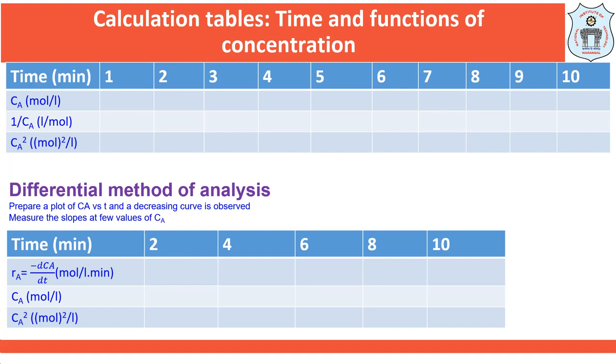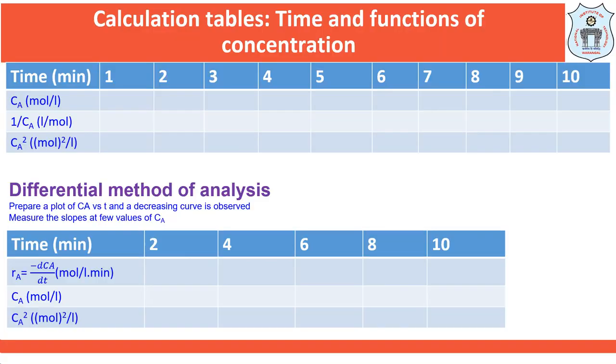Now we have done the titration, so we have the concentration information. So we have concentration versus time data. Again we make another table, where we have time versus CA, 1 by CA and CA square. Once we know CA, we can find 1 by CA and CA square, right? So that tabulation we can complete.